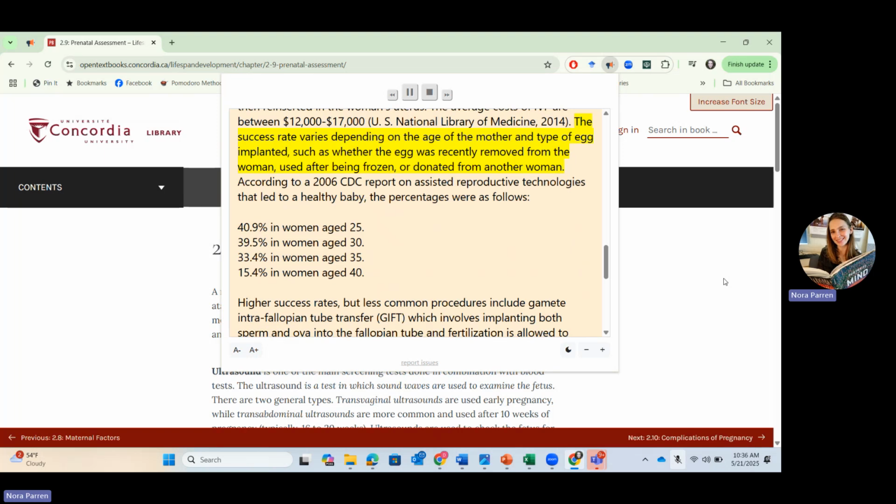The success rate varies depending on the age of the mother and type of egg implanted, such as whether the egg was recently removed from the woman, used after being frozen, or donated from another woman. According to a 2006 CDC report on assisted reproductive technologies that led to a healthy baby, the percentages were as follows: 40.9% in women aged 25, 39.5% in women aged 30, 33.4% in women aged 35, 15.4% in women aged 40.